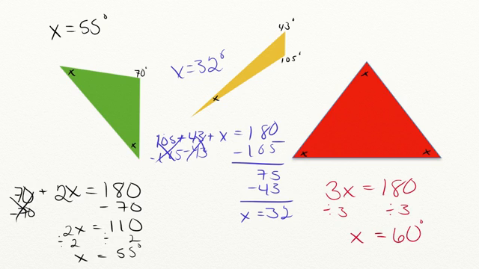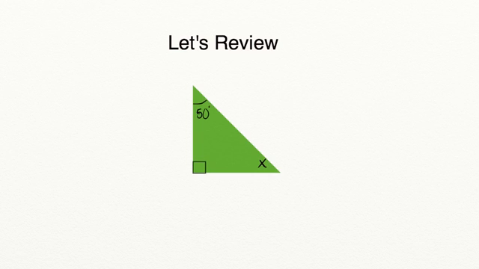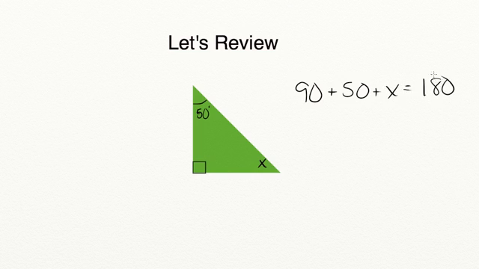Great job! Let's take a moment to review what we've learned in today's lesson. We know that when we're trying to find the three different angles in a triangle, they have to have the amount of 180 degrees in all. We also know that when there's a square in the corner of a triangle, that it means that it's worth 90 degrees. So first we start by adding up all of the angles that we know, 90 degrees plus 50 degrees plus x, which is our mystery number, to equal 180 degrees.